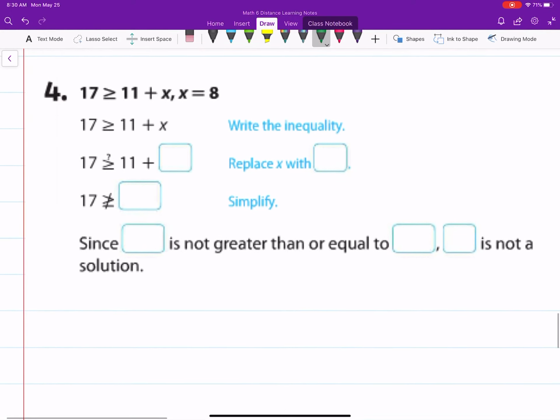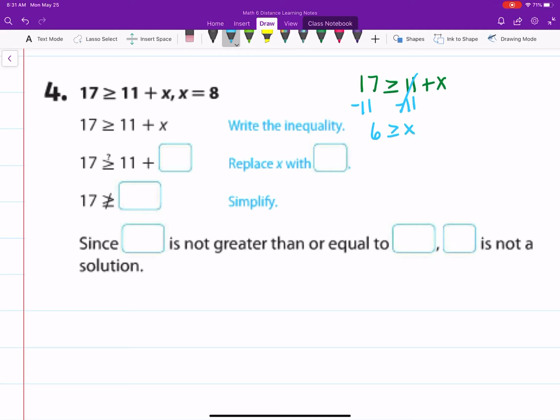In this next one, we're going to use the inequality symbol greater than or equal to. So it says 17 is greater than or equal to 11 plus x, where x is equal to 8. So it's telling me that x is equal to 8. We need to find out if that is actually true. Well, again, I could, if I wanted, isolate x by using inverse operations. I'm going to subtract 11 on both sides, and I'm going to have 6.